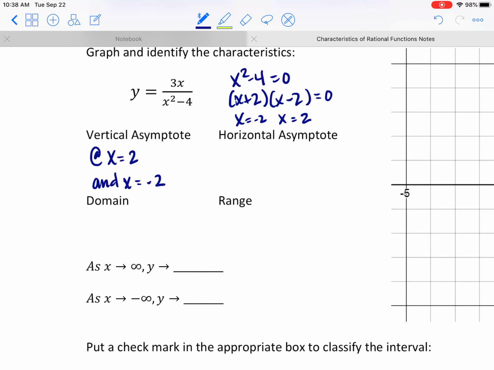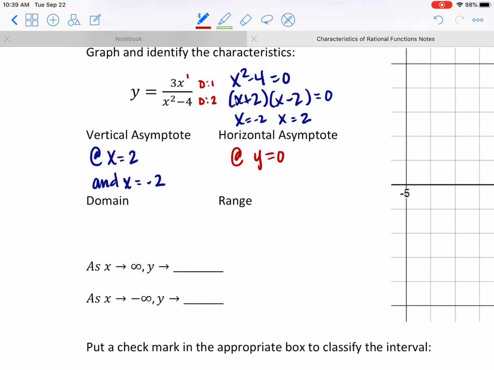Okay, to find the horizontal asymptote, we're going to compare the degree of our numerator and denominator. So the degree of the numerator is 1, and the degree of the denominator is 2. Anytime the degree of the numerator is less than the degree of the denominator, it's going to be like the parent function, which has a horizontal asymptote at 0, so y equals 0.